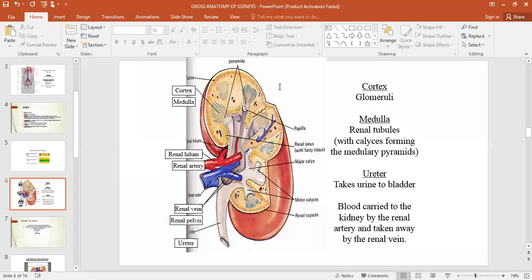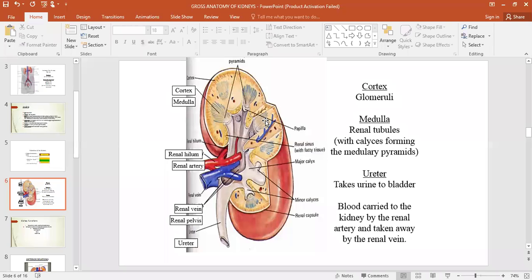Medulla is formed by the ureter, then the dilated part is called the pelvis. This is the ureter and this is the pelvis. The pelvis is formed by the major calyces. The major calyces are formed by the minor calyces. And the minor calyces, then these are the pyramids.